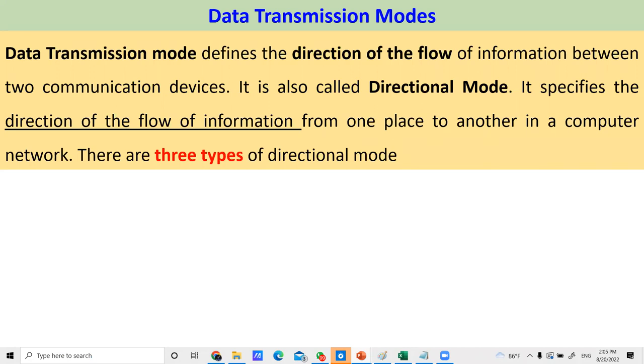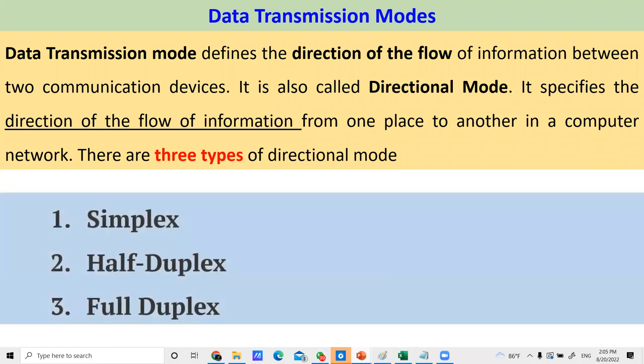In data communication, there are three types of directional modes. Right, we should want to learn these three types. First, look at the names. First one, simplex. Second one, half duplex. Third one, full duplex. These are the three modes of data transmission. Then let's try to get some idea about these three.